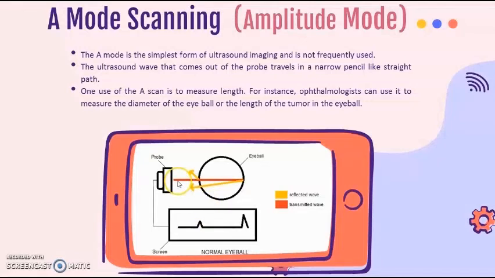Okay, so an ultrasound wave is sent from the probe, and at the same time we have a straight horizontal line from the left of the screen, and the line moves horizontally measuring time. As the wave reaches the first wall of the eye, some of the ultrasound is reflected back into the probe and some is transmitted into the eyeball. So the reflected wave here is recorded as a bump or a spike. The stronger the reflected wave, the higher the bump. The height of the bump is called amplitude, which is what the A of A mode scanning stands for.